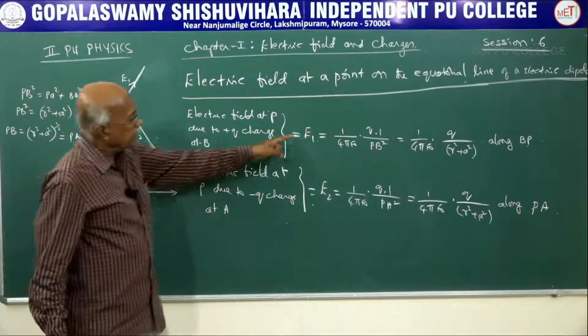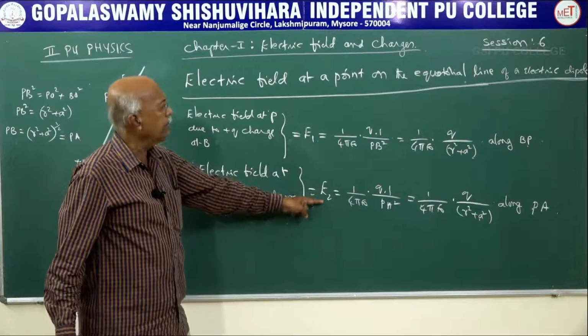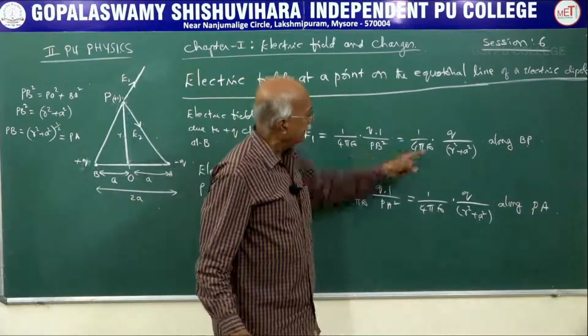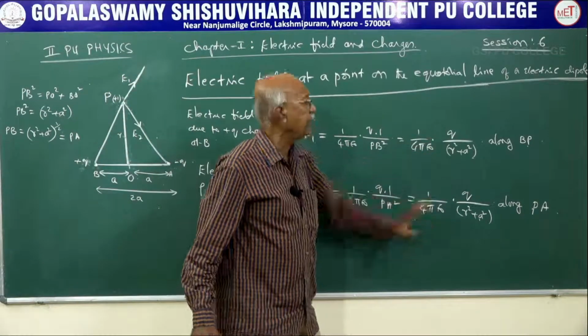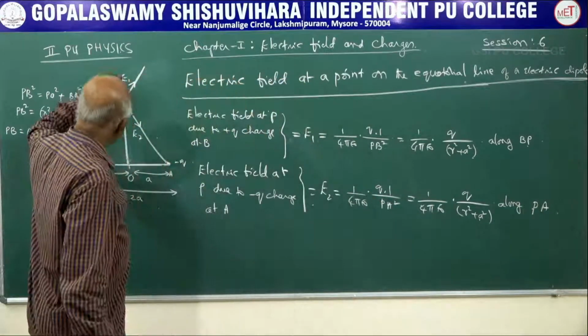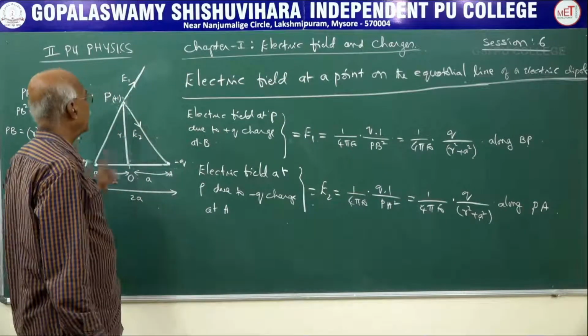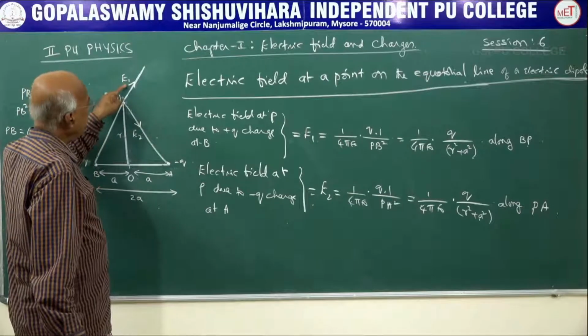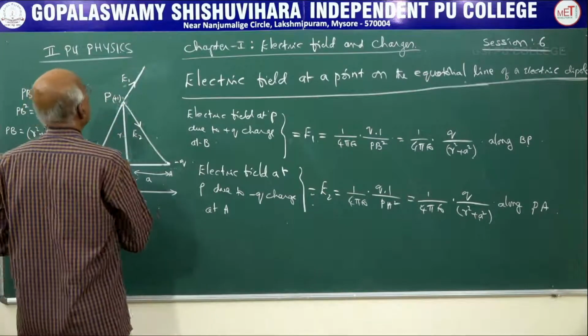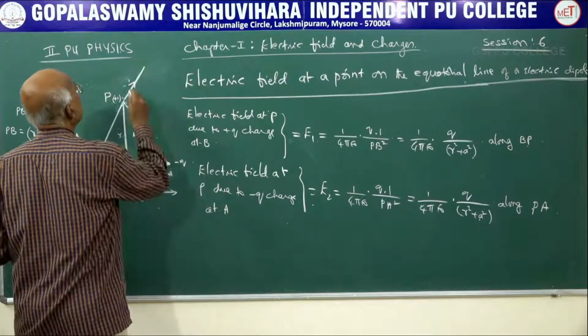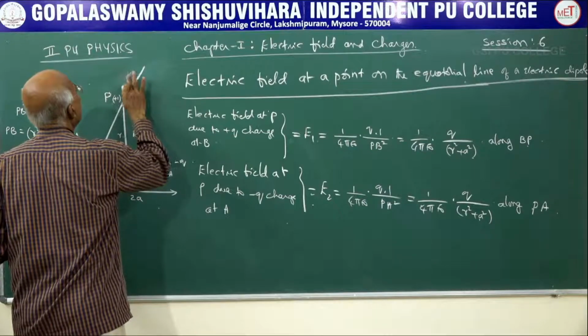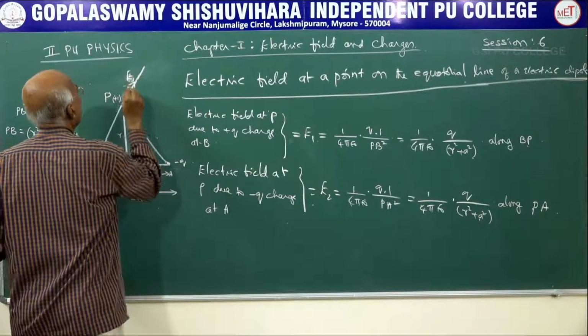If you observe, E1 and E2 are one and the same. The values of the electric field in both cases, the magnitudes of E1 and E2, are one and the same. Now we will resolve E1 and E2 into two components.